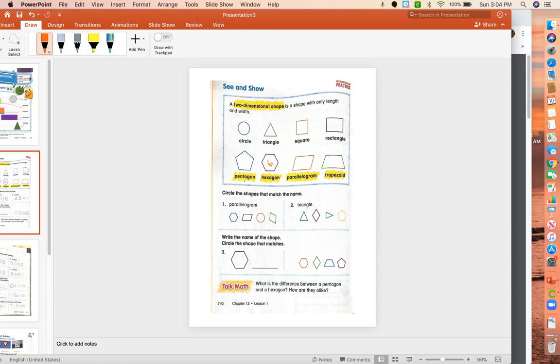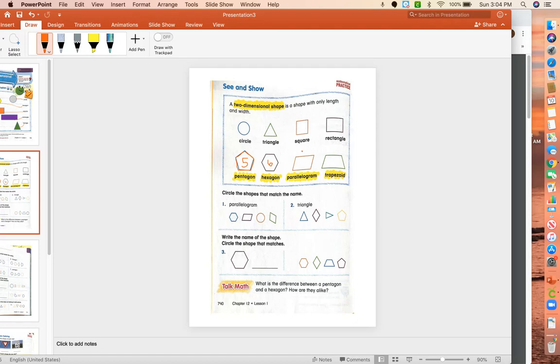Now let's take a look at this one. This is called a pentagon. Say that word with me. Pentagon. A pentagon has 5 sides. Let's double check that. 1, 2, 3, 4, 5. So a pentagon has 5 sides, but it's also a 2D shape.